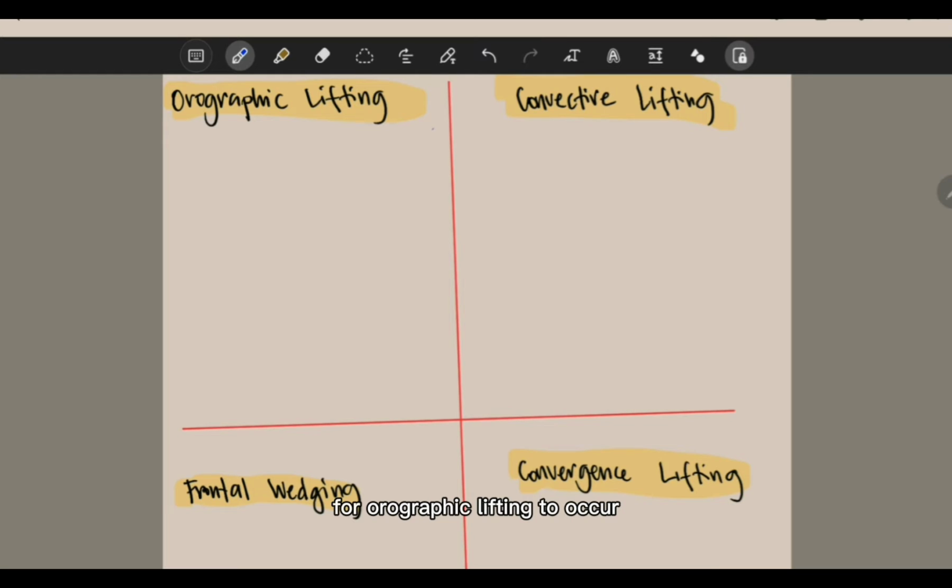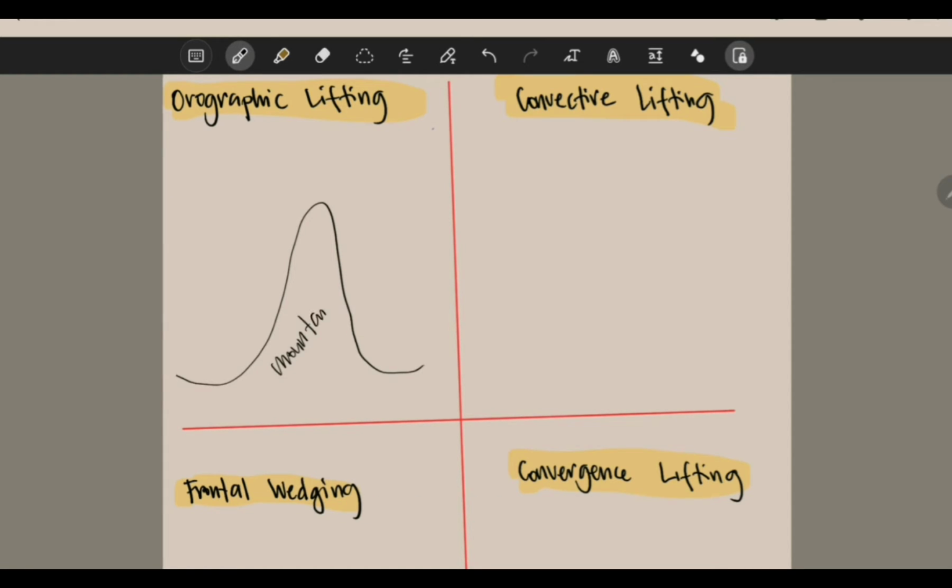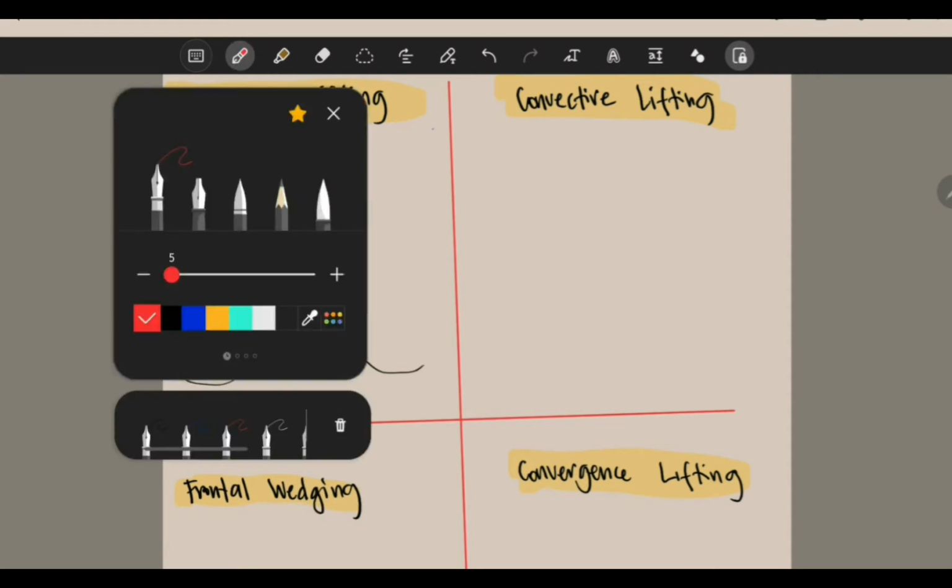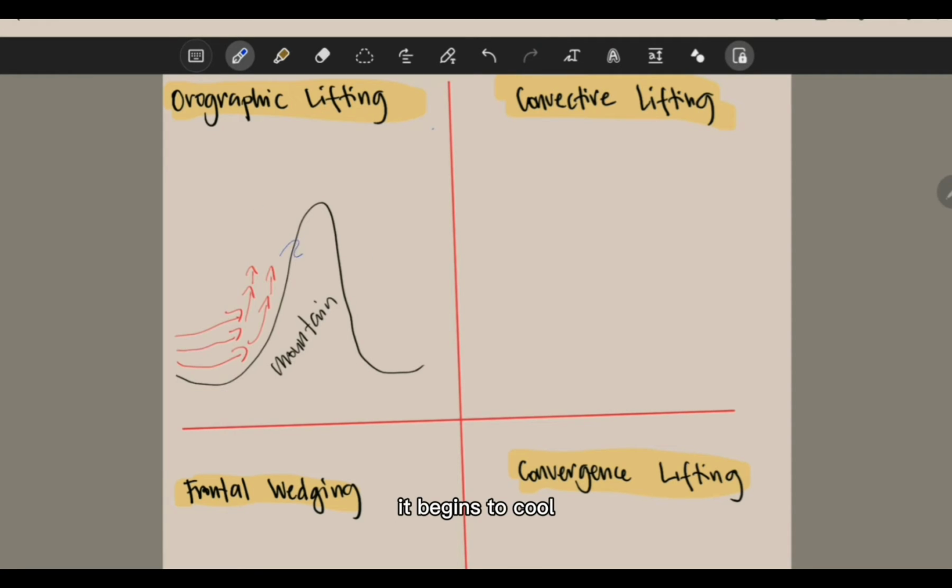For orographic lifting to occur, we need a key ingredient. We need a mountain. Imagine that this is a mountain. When the prevailing winds, which are warm and moist, face a topographical barrier like a mountain, it has no choice but to go up. It cannot go through or go down because of the barrier. And once the warm moist air reaches a certain altitude, it begins to cool.